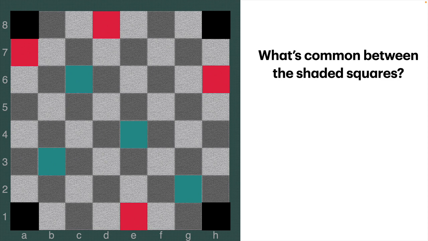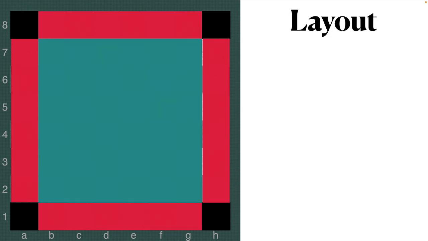I've marked 4 more in green. What's common between these 4 squares? Again, apply the same perspective of the number of squares around it. And this is what I call the middle, because there are 8 squares around each one of them. So now if you color all of this in these 3 shades, black for corners, red for edges, and green for the squares in the middle, then this is how the layout of the chessboard should look.